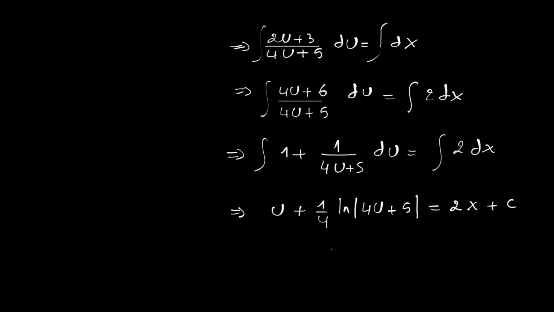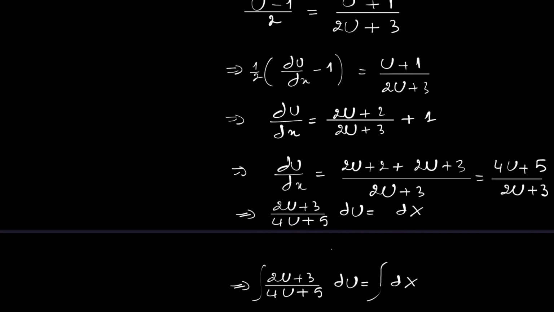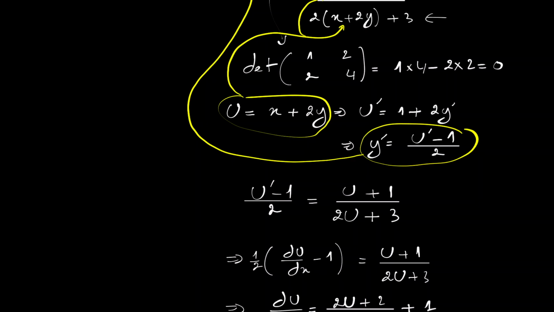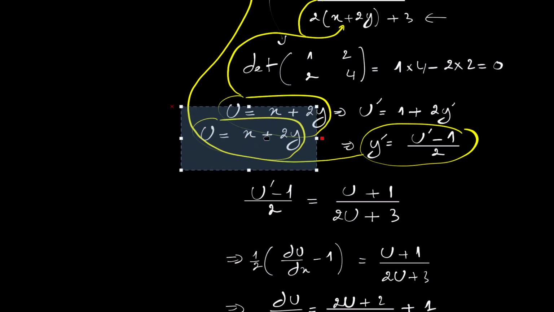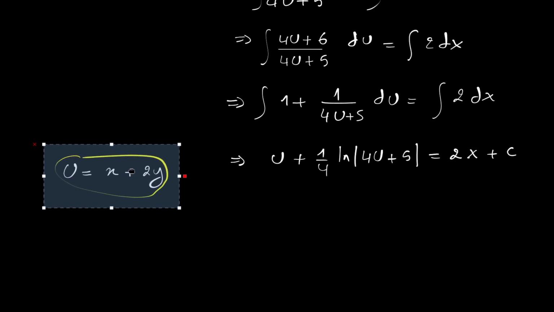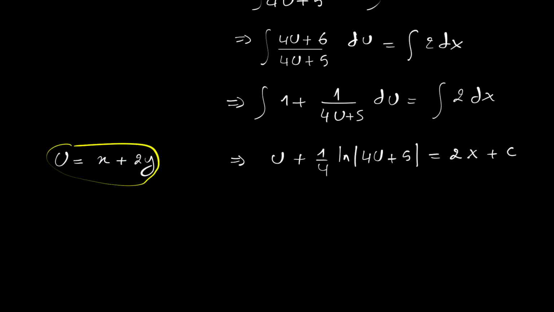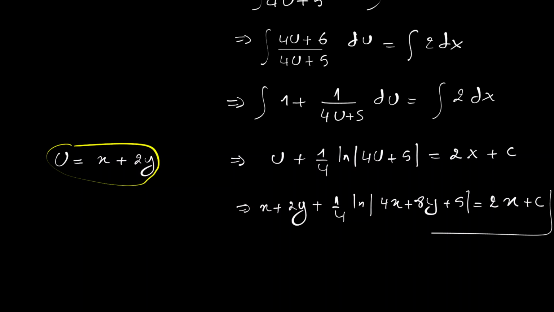We return to our substitution, which is u equals x plus 2y. And this is our solution in an implicit form.